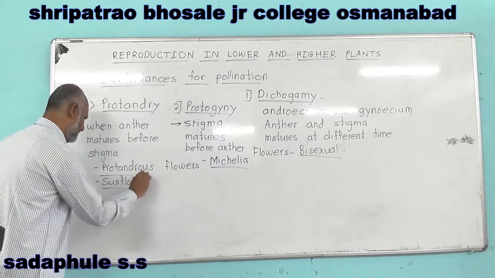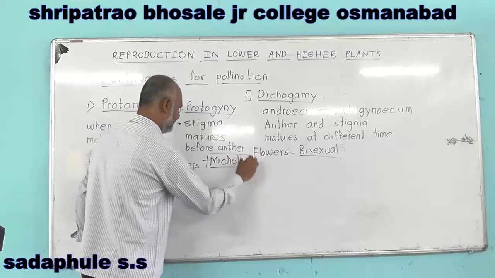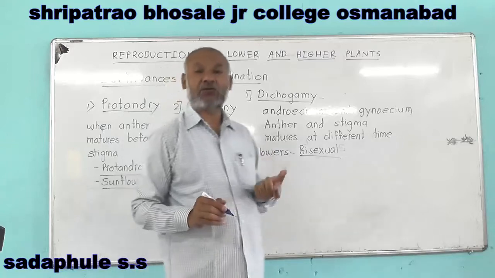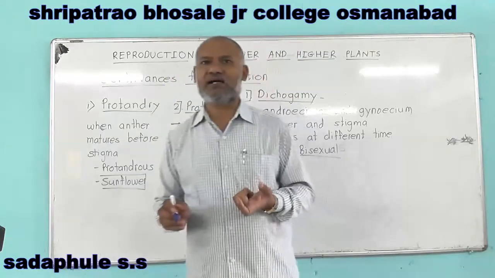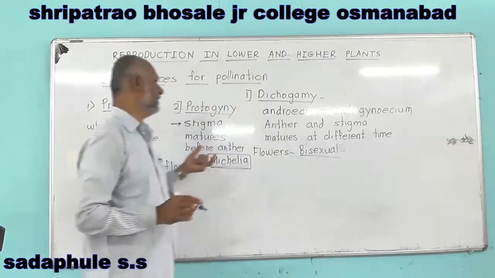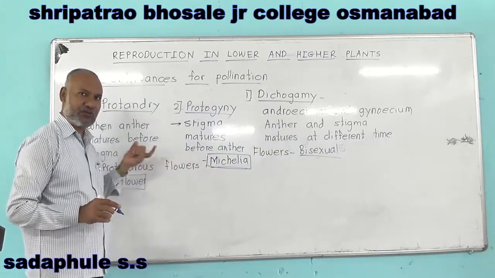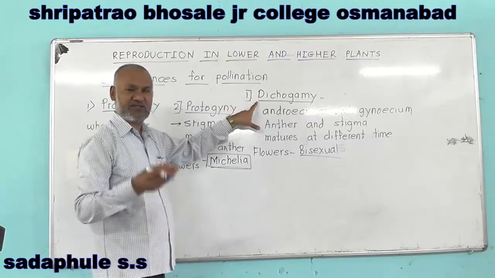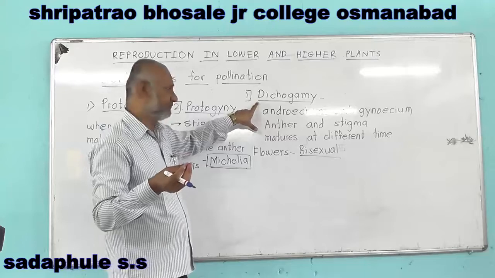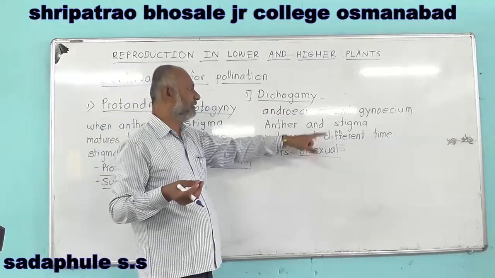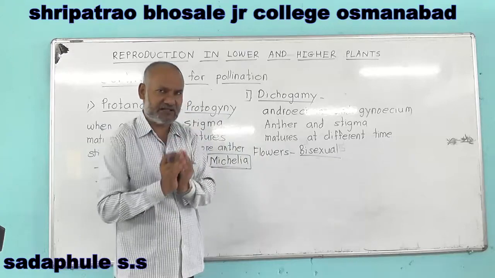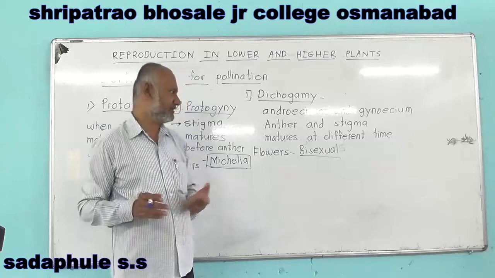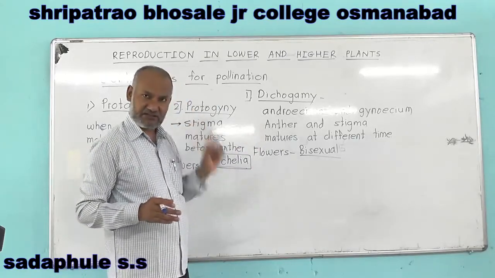Here sunflower and here might be. It is the first outbreeding device developed by plants to achieve cross pollination and to prevent or inhibit or avoid self pollination. Dichogamy: this is the condition when androecium and gynoecium mature at different times, or anther and stigma mature at different times. It avoids self pollination.